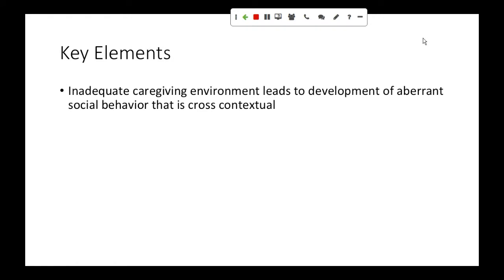What's important about this is that it is very different from other DSM diagnostic entities in that it is intentionally explicit about etiology. It is basically the behavior that results from an inadequate caregiving environment, and that environment leads to the development of aberrant social behavior that is true in all contexts.